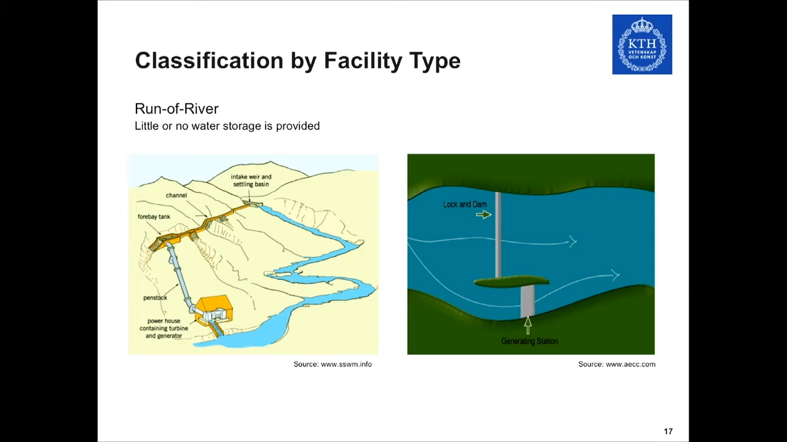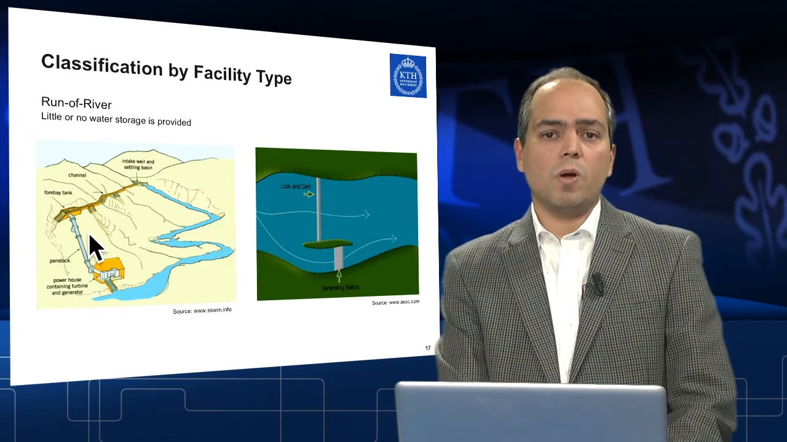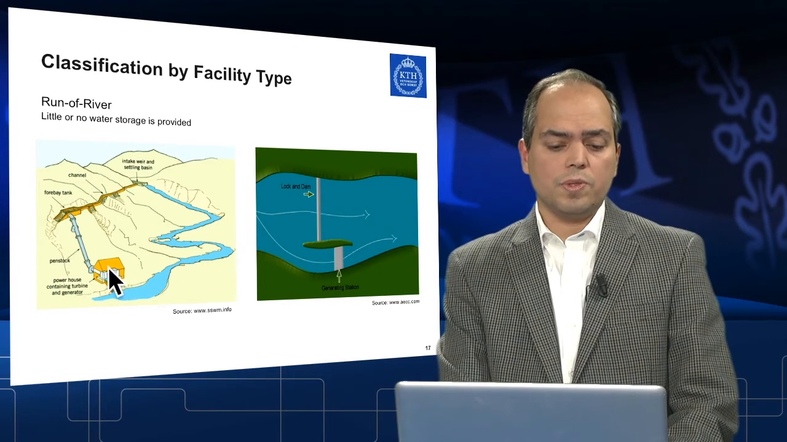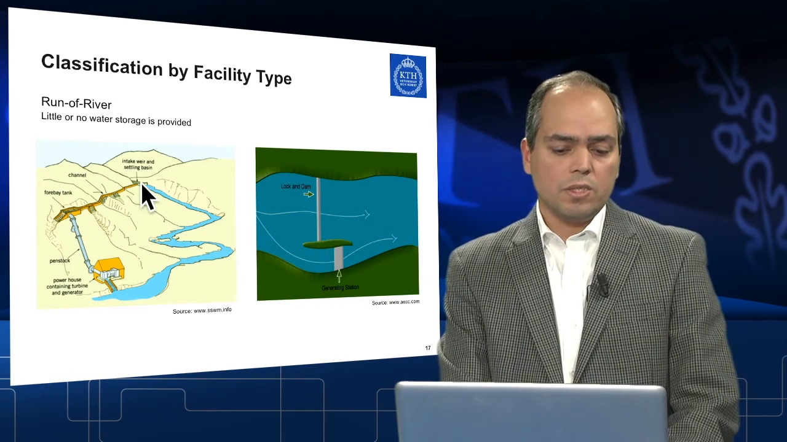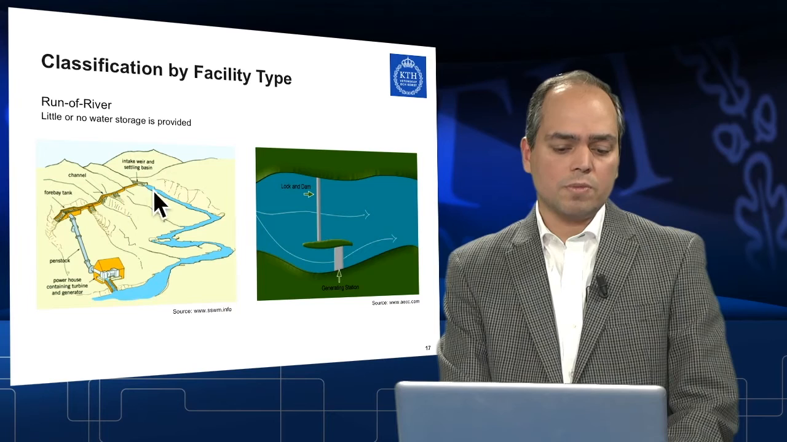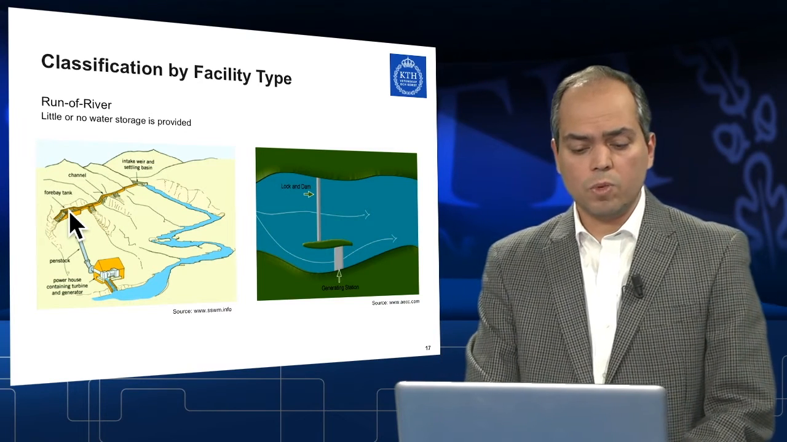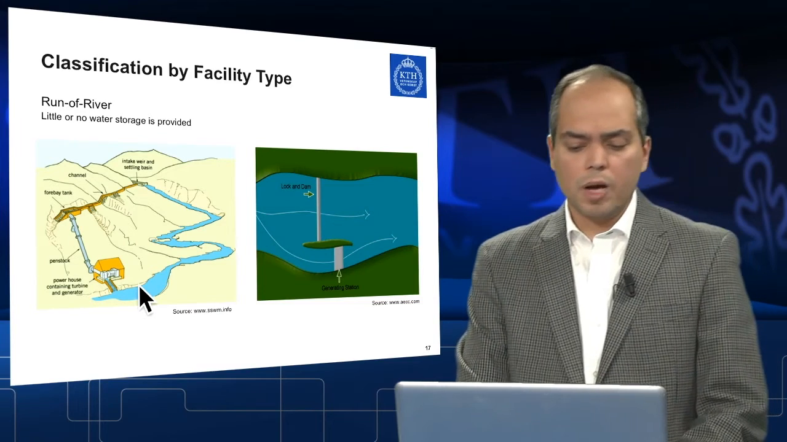For run-of-rivers, they could have two different schemes. They are either based on a very large flow and very low head, such as a large river here you could see on the right side, or they are based on a relatively small amount of flow but high head. So you could see, for example, on this one, there is a channel here which diverts water toward this point to the forebay tank, and then water is released toward the power station here.